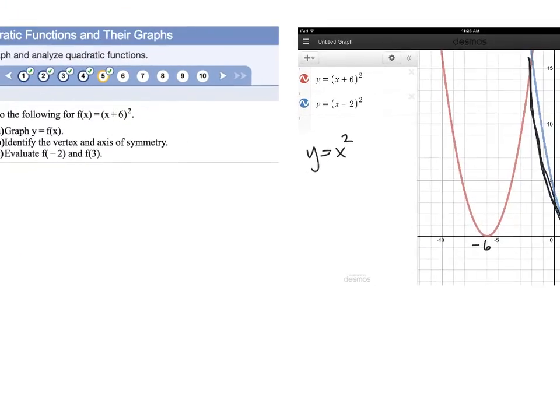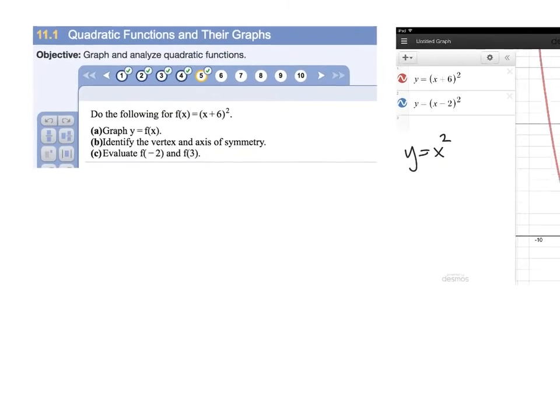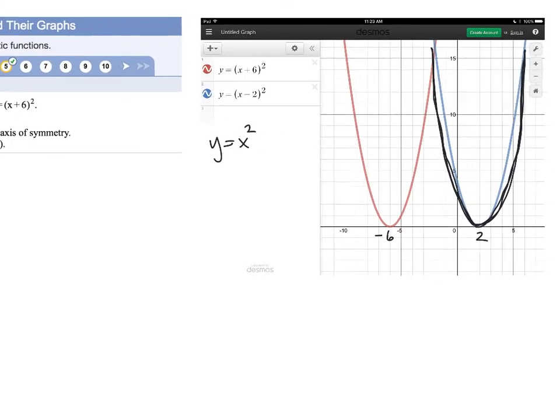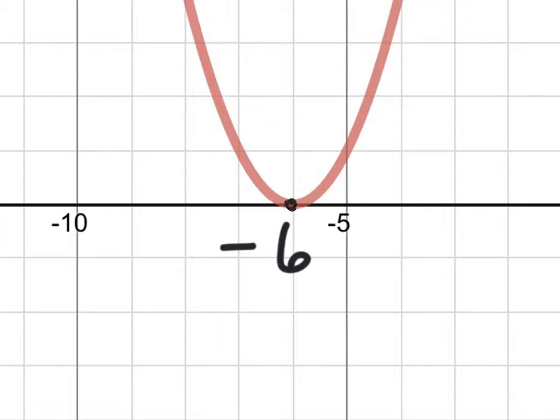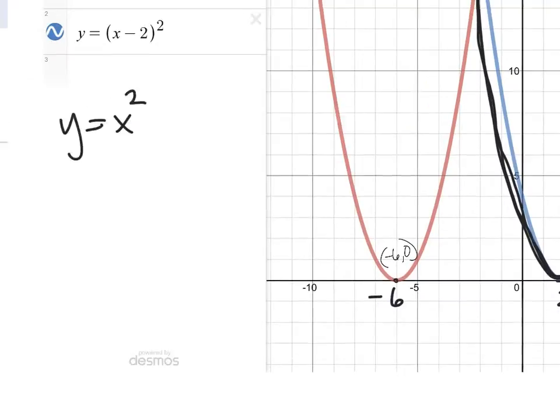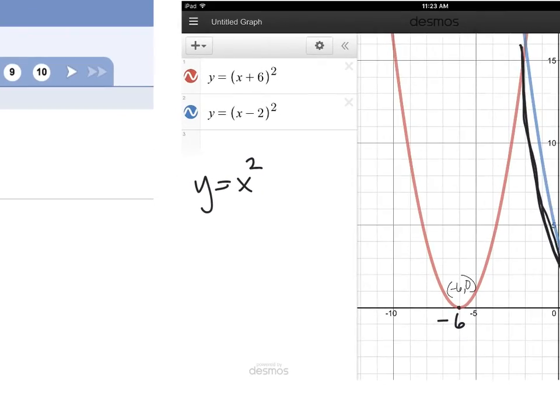So first off, you'll see I graphed it, right? Anyway, if we want to know the vertex, you just go over here and look, and we can see the vertex is definitely right here at negative 6, 0. And if you wanted to do the math just to be sure, we can do that.